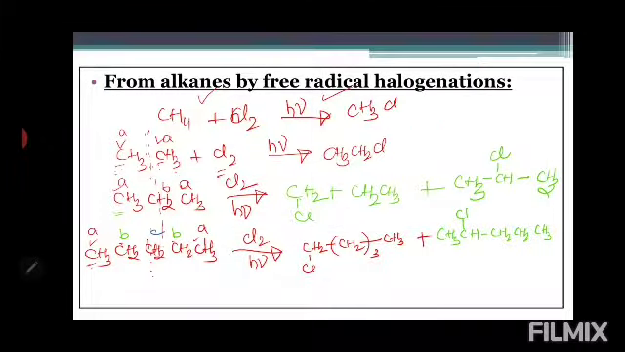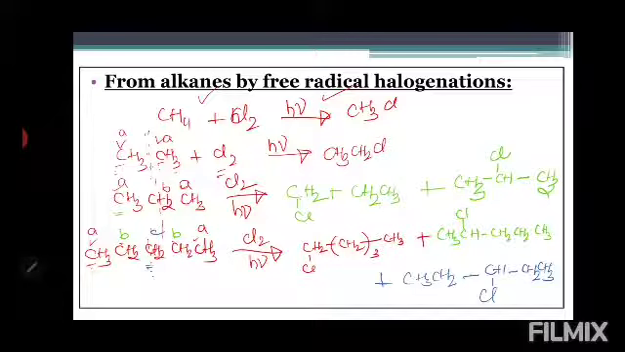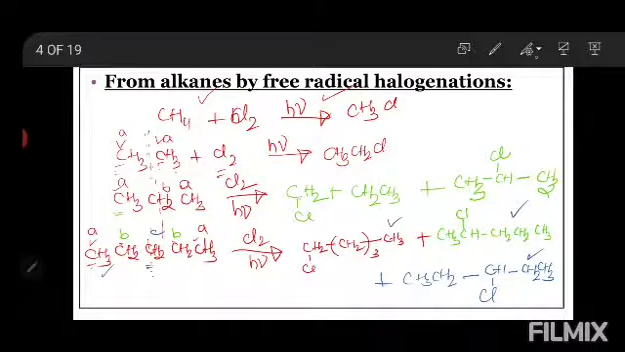Lastly, if it is replaced from C, what would be the product? The A and B carbons will not change at all, so CH3 CH2 remains, and one hydrogen of C gets replaced by a chlorine, then CH2 and CH3. Since there are three different types of carbon, you will get three different products. So this is the free radical halogenation reaction.